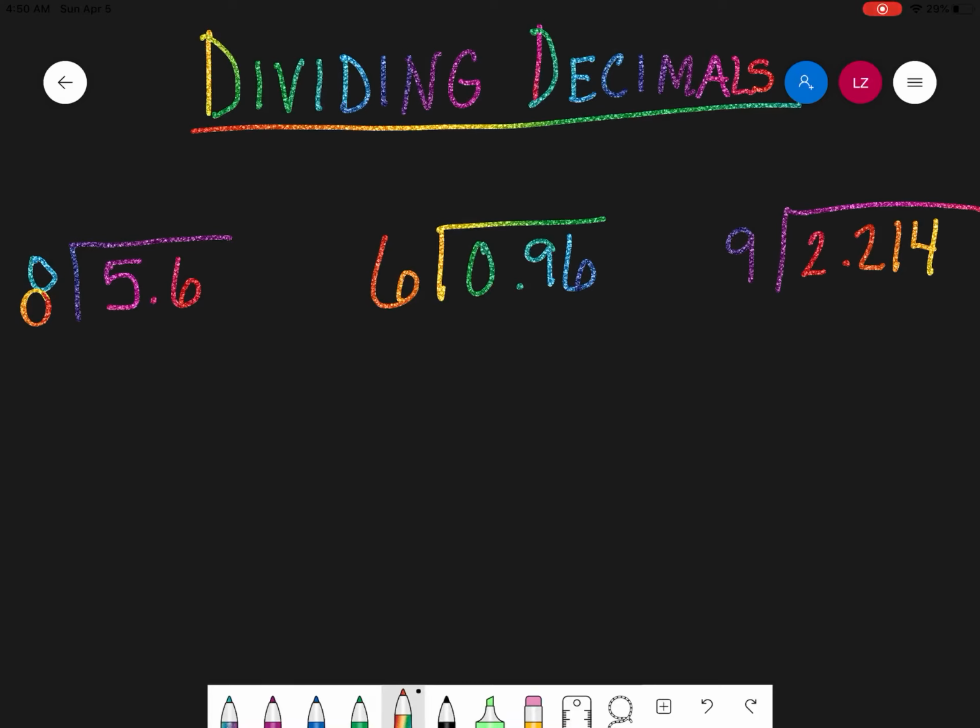Okay, welcome to lesson 13.5, which is dividing decimals by whole numbers. And very much like multiplying with decimals, dividing decimals is also easy in that you do it just exactly the same as if you were dividing whole numbers, with one extra little thing with the decimal. So let's start by showing you a few of these problems.